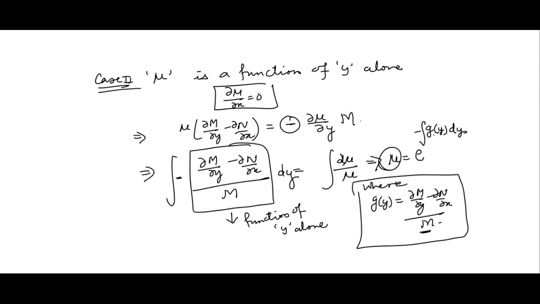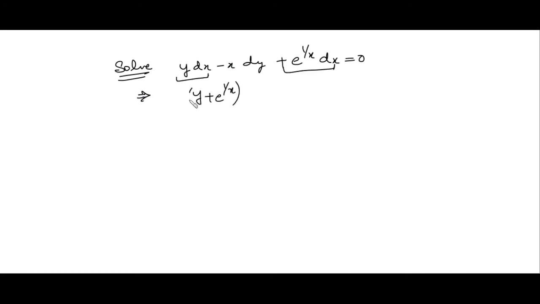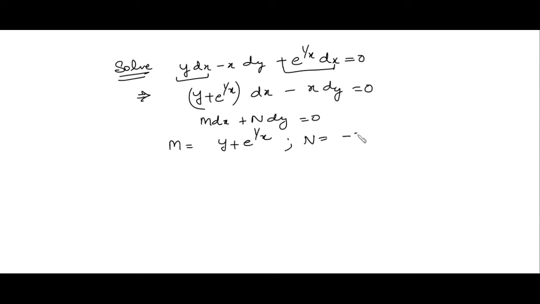Now just see with the help of an example. For example, solve the differential equation y dx minus x dy plus e to the power 1 by x dx is equal to 0. First of all, combine these two terms. We get (y + e^(1/x)) dx minus x dy is equal to 0. So when we compare with M dx plus N dy is equal to 0, we get the value of M as y plus e to the power 1 by x and N to be minus x.